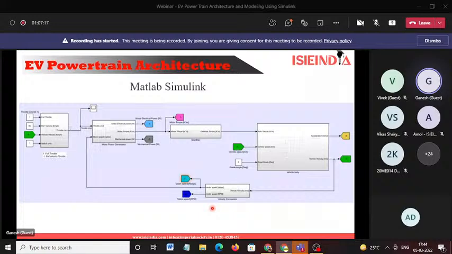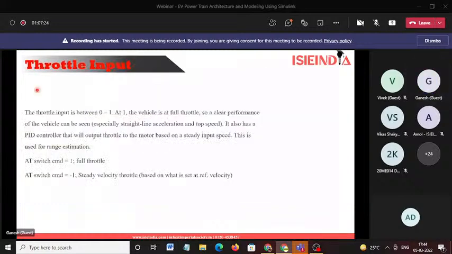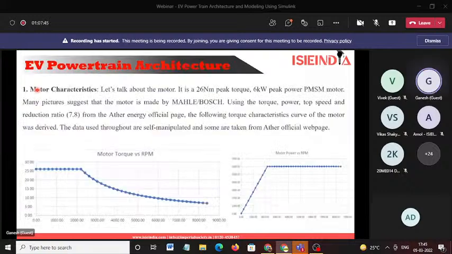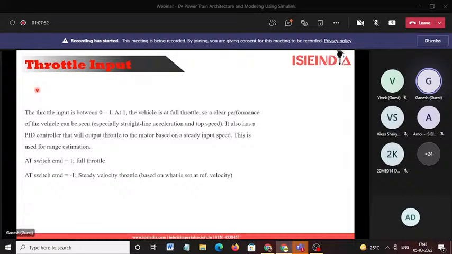So first of all, throttle. You can see here there is a throttle, right? Throttle is the input of your motor. I think many people have driven and seen an electric vehicle, it will be giving in and out. So the throttle input is between 0 to 1. At 1, the vehicle is at full throttle. When you have given full throttle, you can see there will be a straight line, okay? You can see the motor torque, okay? The throttle input is between 0 to 1.